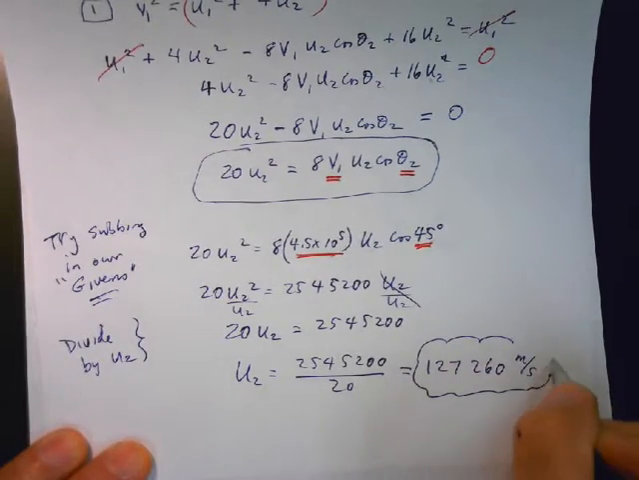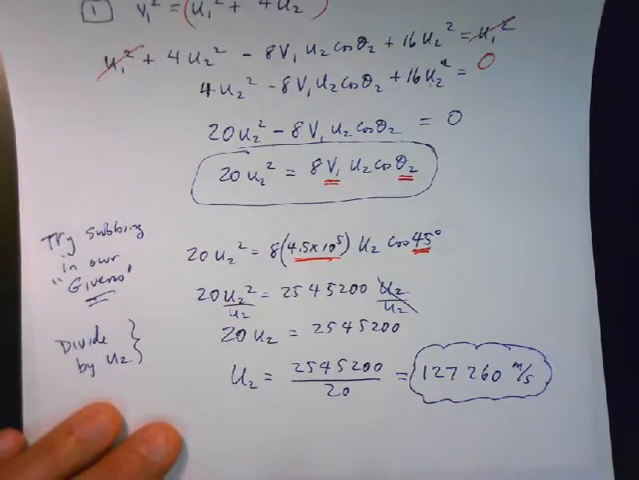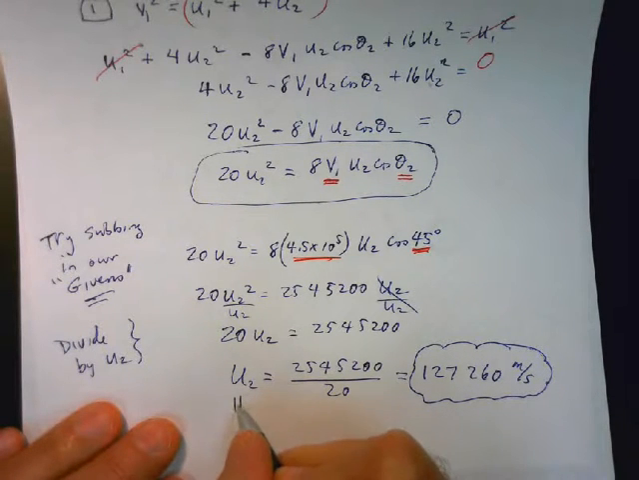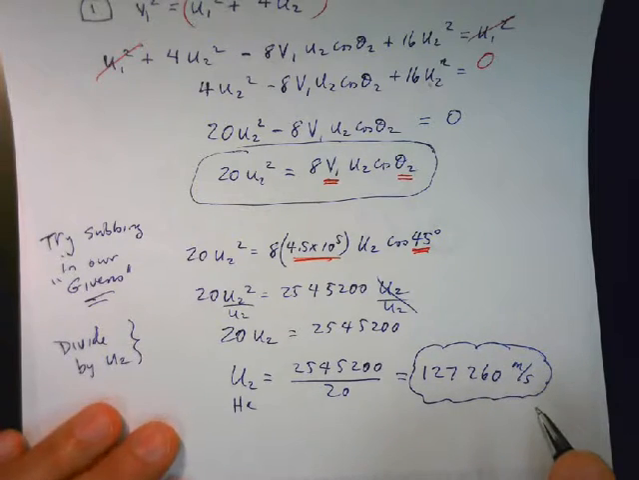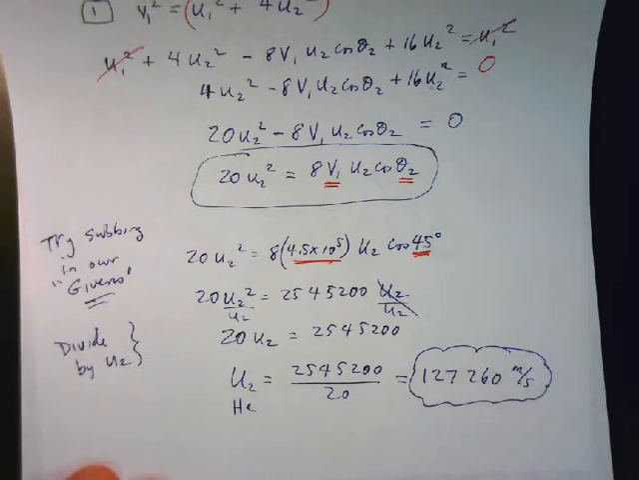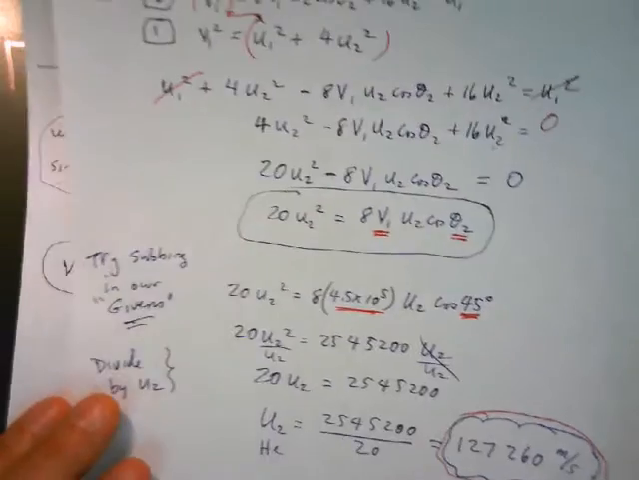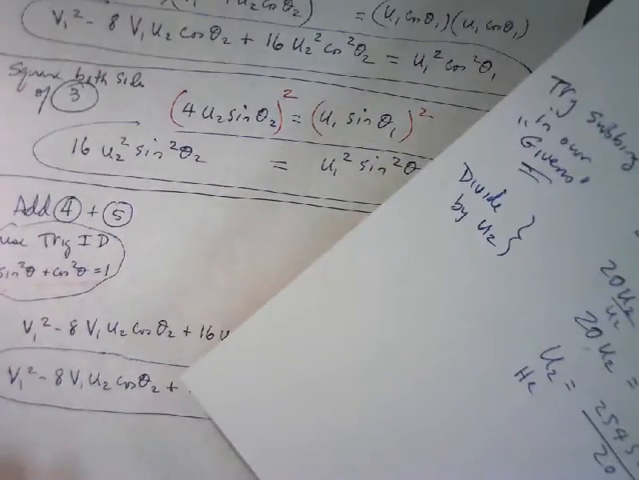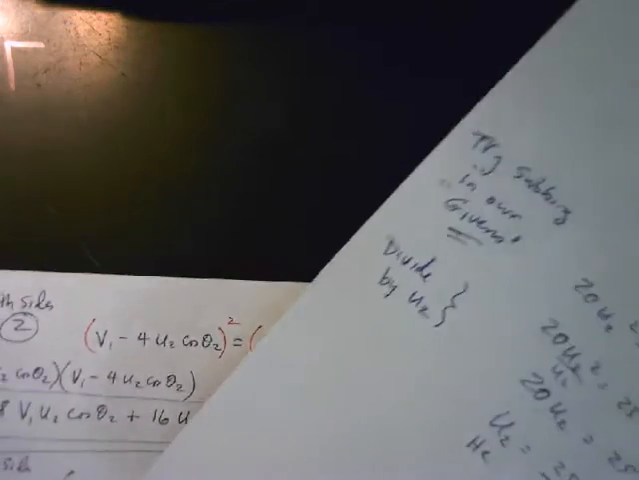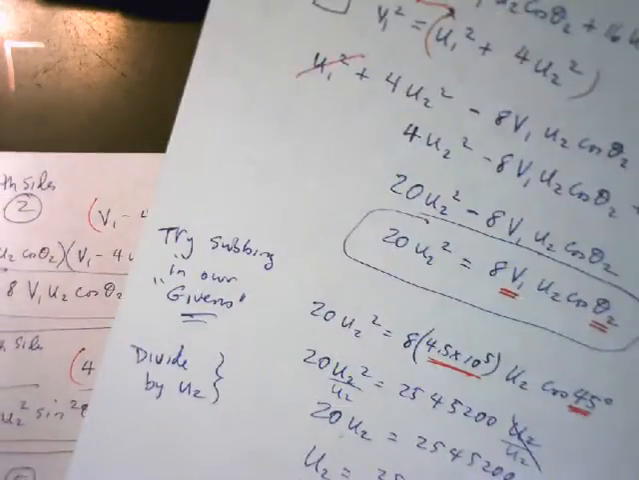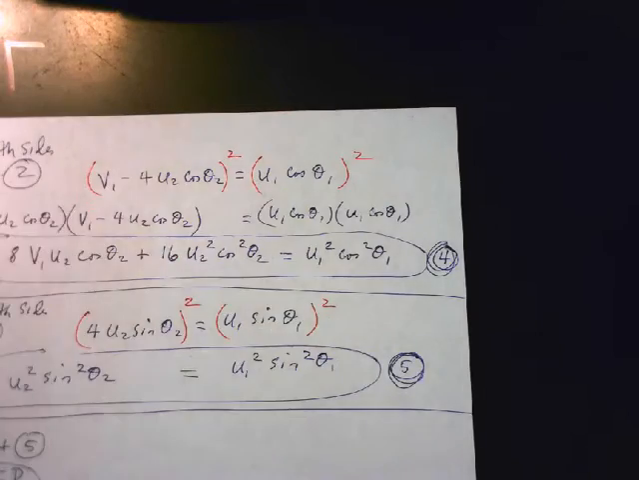So now we got one answer here. We got the velocity of the helium nucleus after collision, 127,260 meters per second. So yay, we got something. But it took us 3 pages to get to. Okay? So that's good. We still have a ways to go, though.